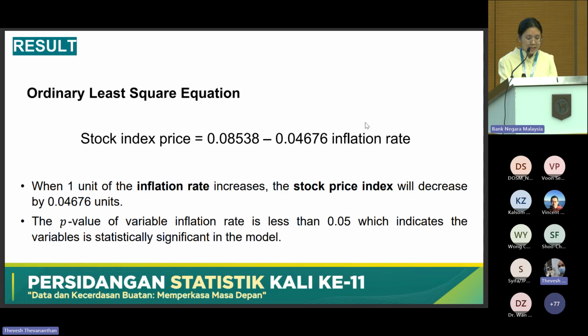Then we continue with the ordinary least square equation. The OLS model showed that when the inflation rate increases by 1 unit, the stock price index will decrease by 0.04676 units. And the p-value of the inflation rate variable is less than 0.05, which means that the variable is statistically significant in the model.